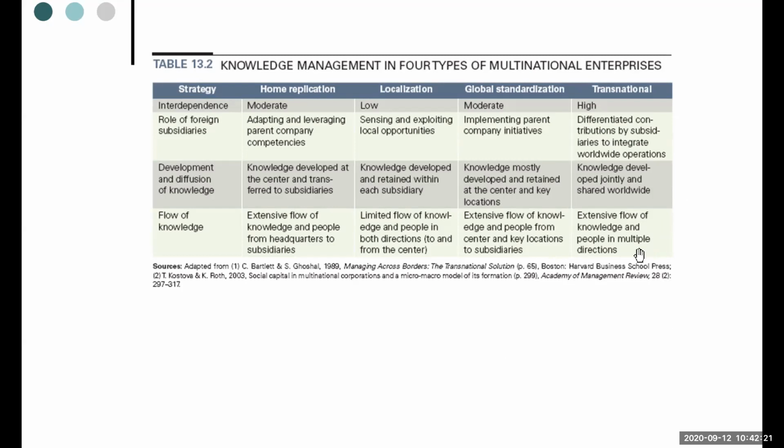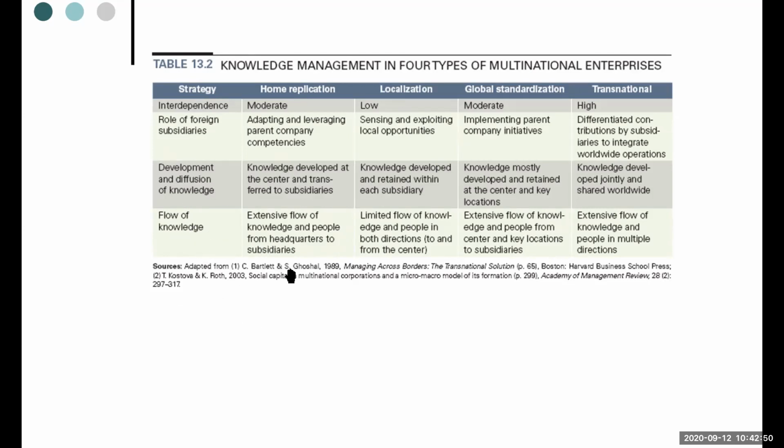So I'll just go through this table carefully, and this might be a very important question for your exams also. It basically represents the kind of combinations which can happen in knowledge management. Okay, and the role of the subsidiary, right? The role of the knowledge management system, and how does the knowledge flow?